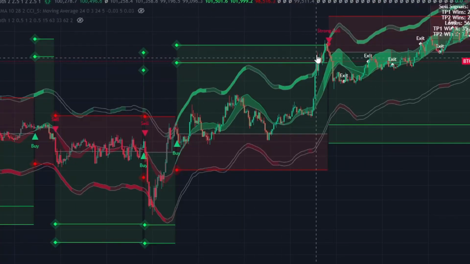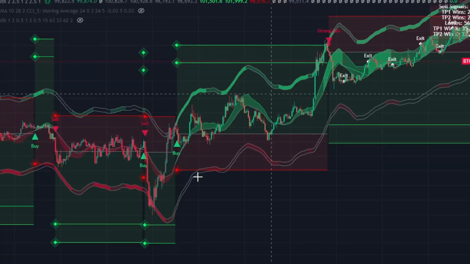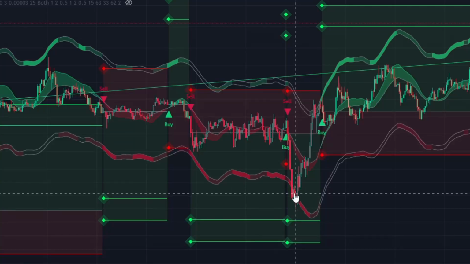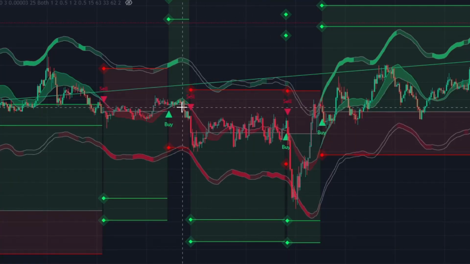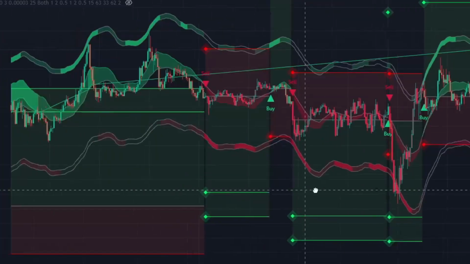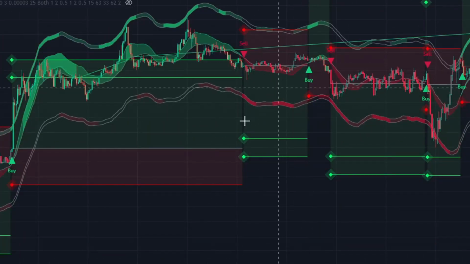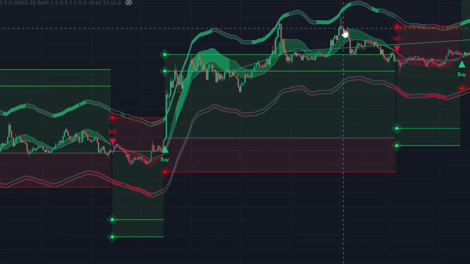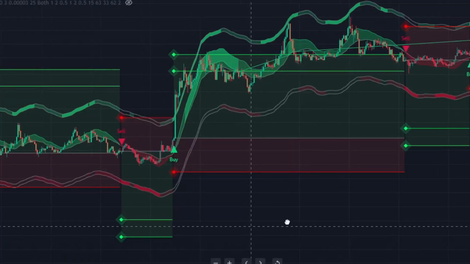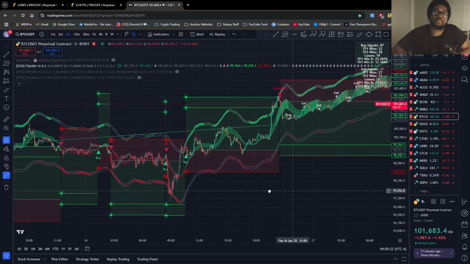This one right here was good. You hit both your TPs. This would have been profit for me because I would have got out right here. This would have been an L. This one would have also been an L. Those would have been L's, but this would have been another big W with the TP2 hit. So yeah, those are just basically examples.